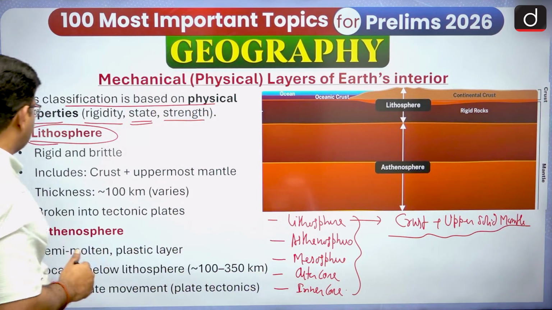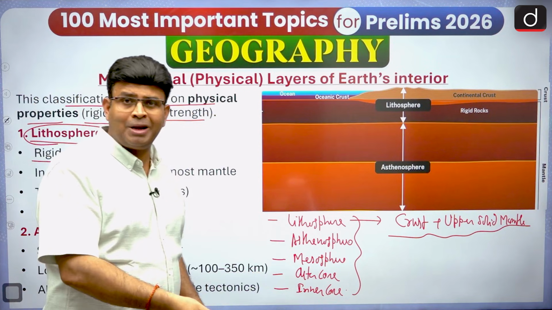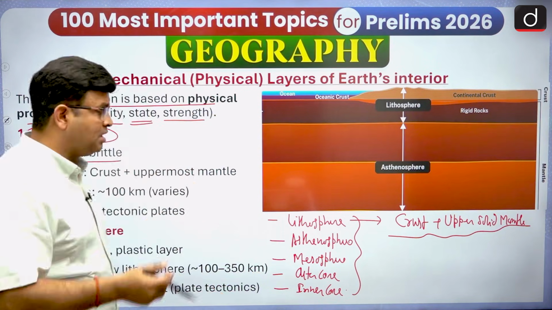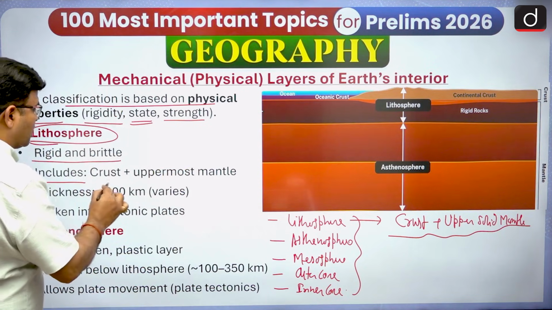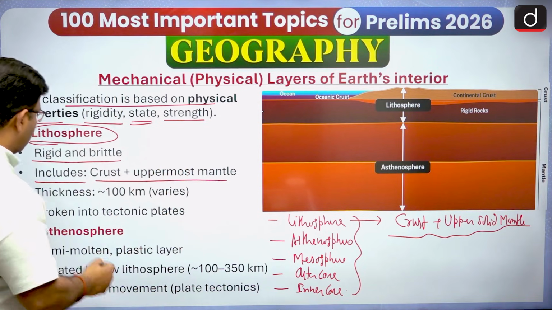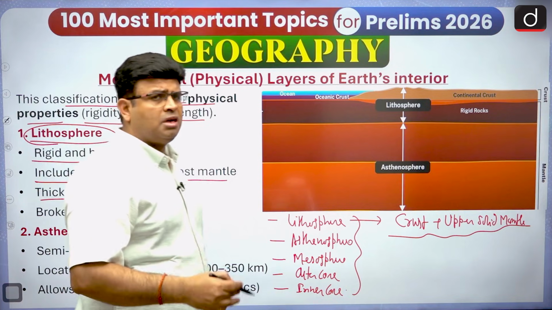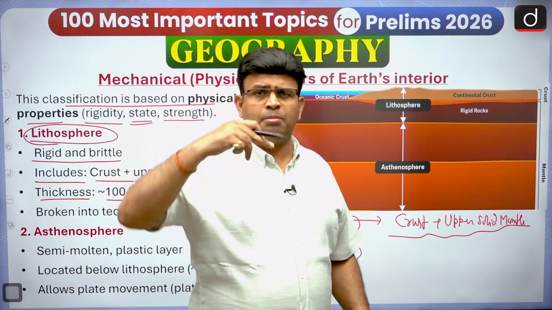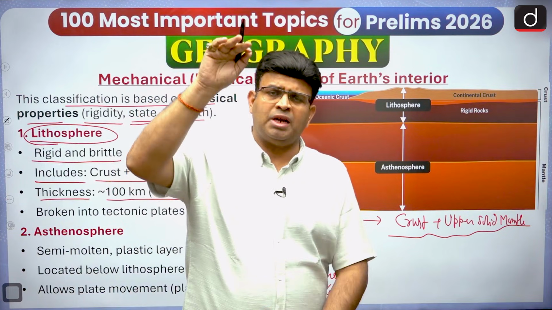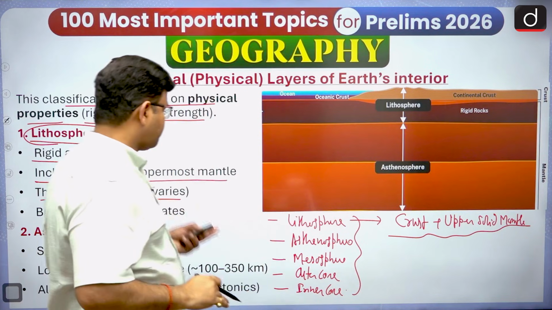So here we can say that the lithosphere is rigid and brittle. We are standing on the plates, and these are very rigid and very brittle, they can easily break. It includes the crust plus the uppermost mantle, meaning the upper solid mantle, and its thickness can vary, somewhere 100 kilometers, somewhere 140, 150, where mountains are formed like the Himalayas. Below that the lithosphere depth will be more. So it varies, it is never the same.